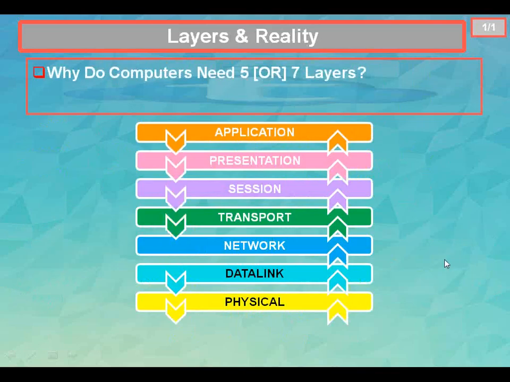Why do computers need 5 or 7 layers? With how many layers have we achieved the functionality in the previous slide? Just 2 layers between 2 computers. Application layer, physical layer. The application layer read the human information and converted it into binary. The physical layer sent the information to the other side with the help of electrical pulses. Then why do we need these many layers?